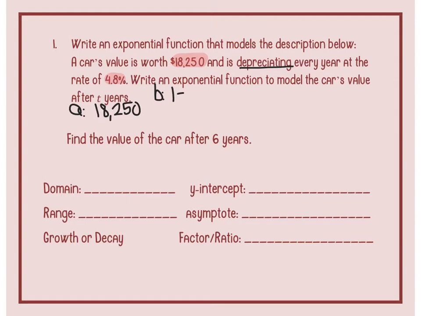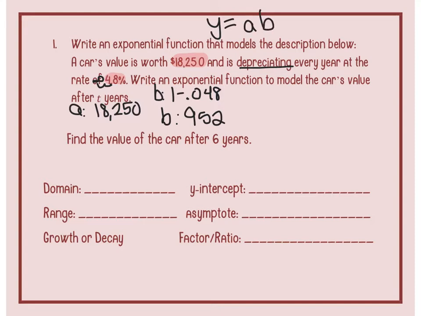We need to convert 4.8 to a decimal. So the way to convert it to a decimal is to move this decimal point right here back 2 times. Okay, so we're going to go back twice, put the decimal point, and fill in the missing spot. So it's 0.048. So 1 minus 0.048 is 0.952. So B is 0.952.